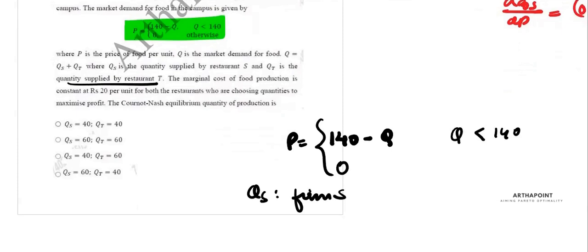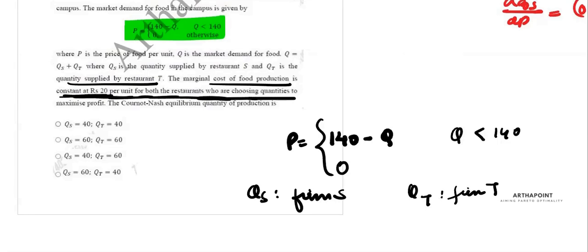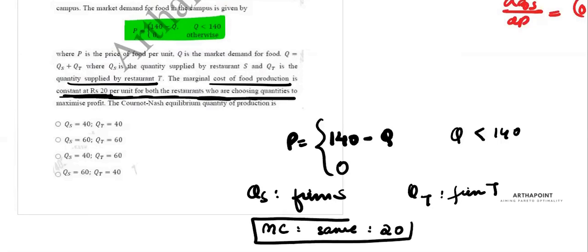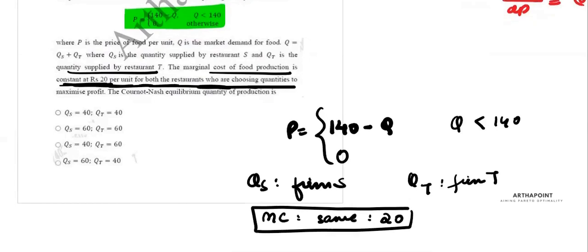And QT is the quantity supplied by firm T. And the marginal cost of food production is constant at 20 per unit for both the restaurants. So marginal cost is the same, and it is at 20. What is the Cournot-Nash equilibrium?